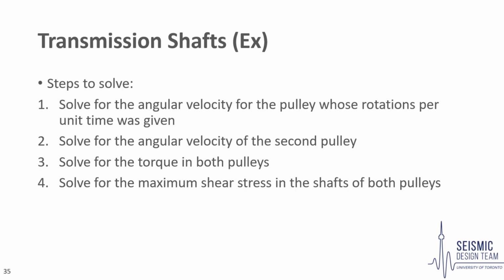To solve this shear stress, we must follow these steps. First, we must solve for angular velocity for the pulley whose rotation per unit time is given, in this case pulley A. Then we must solve for angular velocity of the second pulley, pulley B. After, we can solve for the torque in both pulleys and use this torque to determine the shear stress in the shafts of both pulleys.